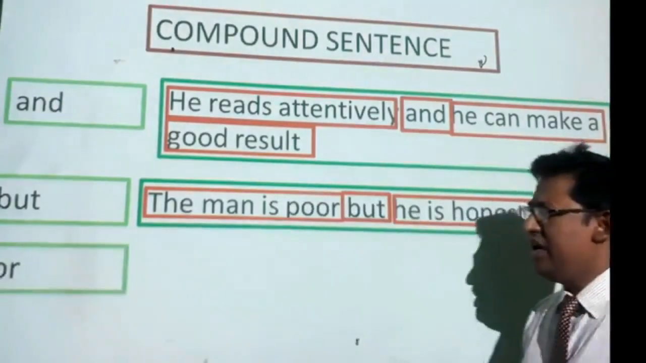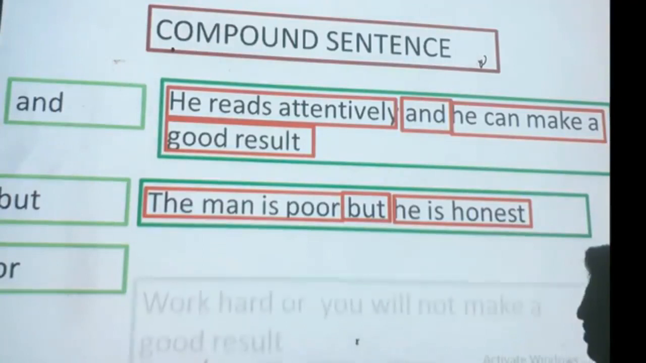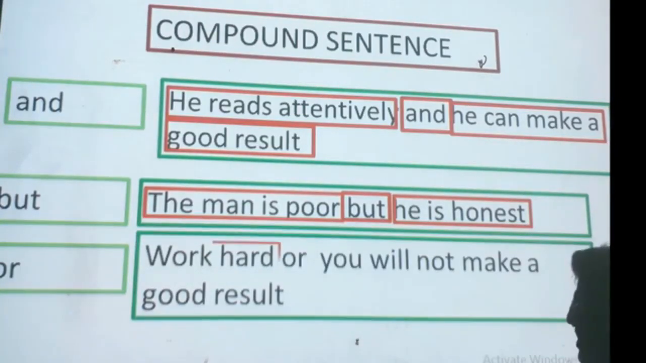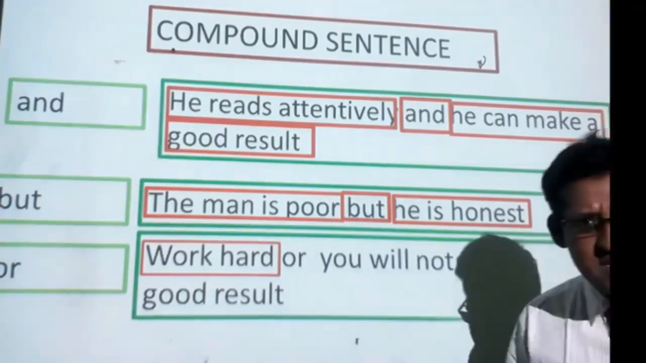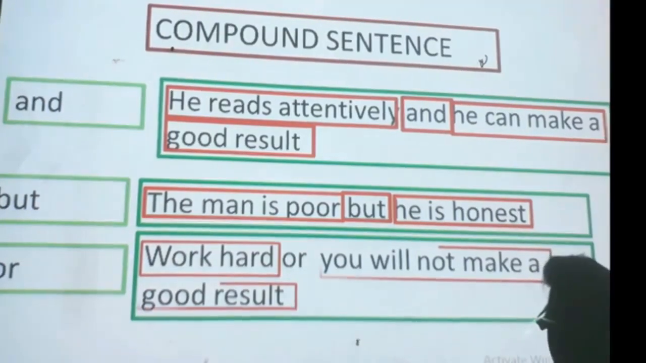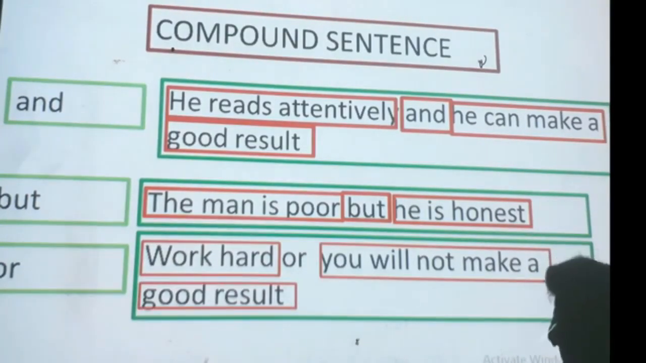Okay, next, when you see "or" between two sentences. In this sentence, "Work" is the first sentence, and "you will not make a good result" is the second sentence, with "or" between two sentences.